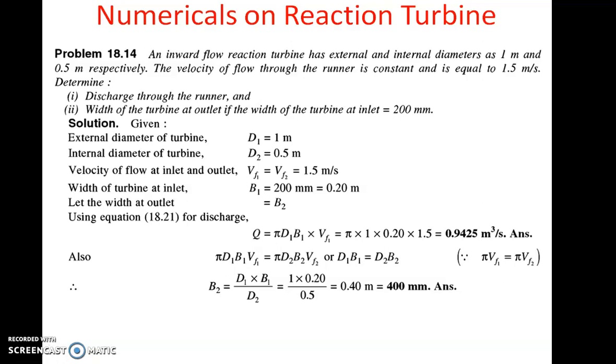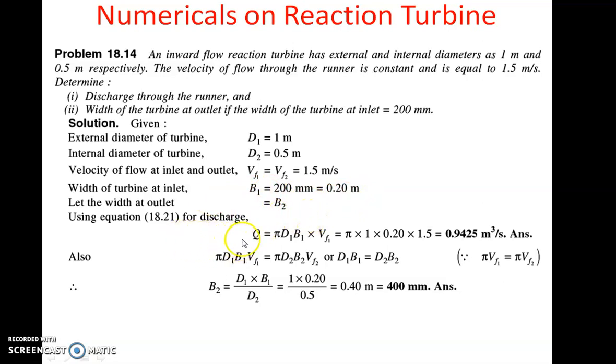You know the formula for Q is pi D1 B1 Vf1 or pi D2 B2 Vf2. So you can use either of those formulas. Once you know the discharge, you can easily calculate B2, the width of the turbine. So here the external diameter is D1, the internal diameter is D2, velocity of flow Vf1 is equal to Vf2 is equal to 1.5 meter per second, width of the turbine at inlet B1 is equal to 0.2 meter, and B2 you have to find.